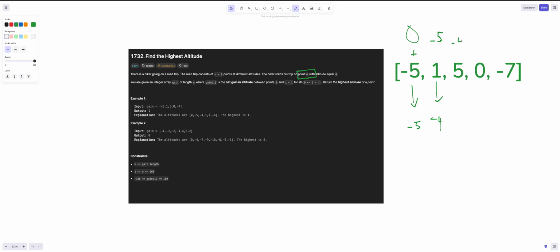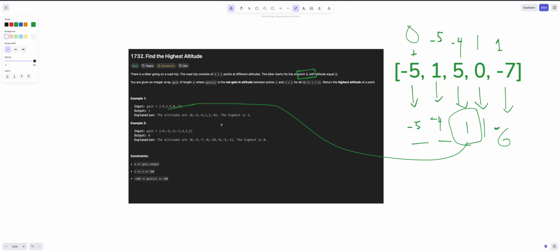Then negative 4 and 5 will be 1. And 1 plus 0 is 1, and 1 and minus 7 is minus 6. So among these values, minus 5, minus 4, 1, 1, and minus 6, the 1 is the highest altitude in here. That is the reason why we choose it. So this is how the values 0, minus 5, minus 4, 1, 1, and minus 6 are received.